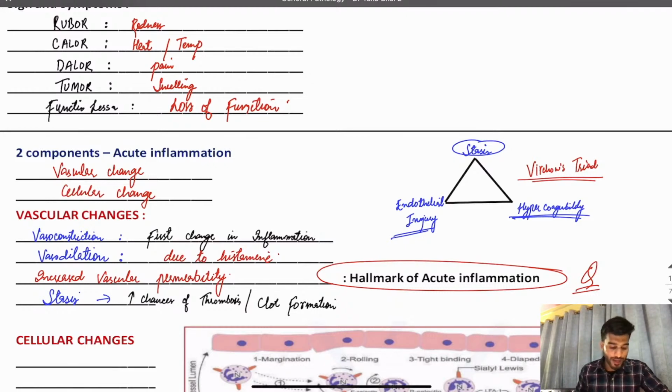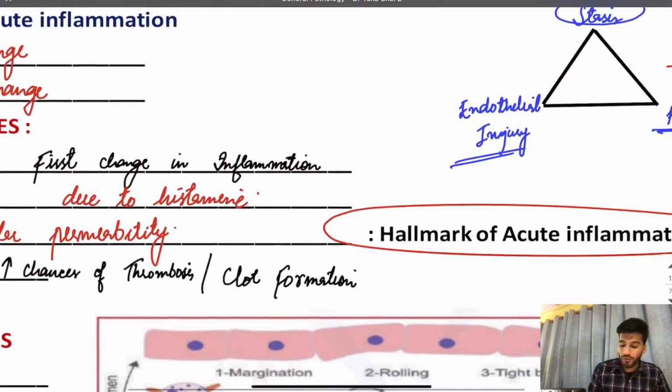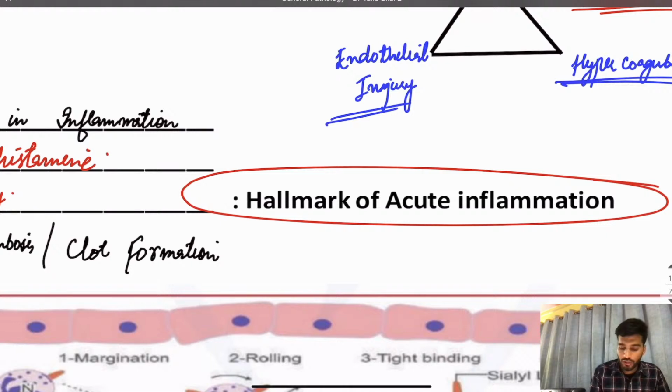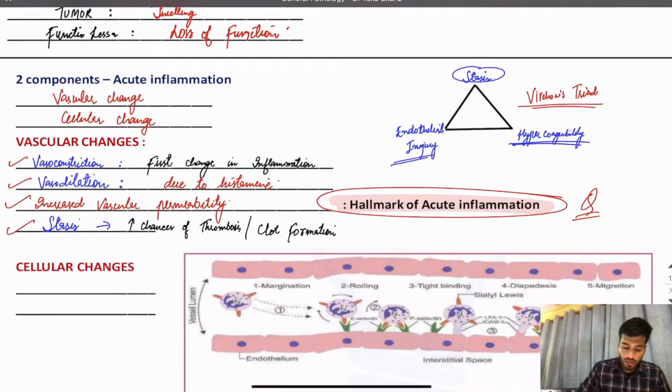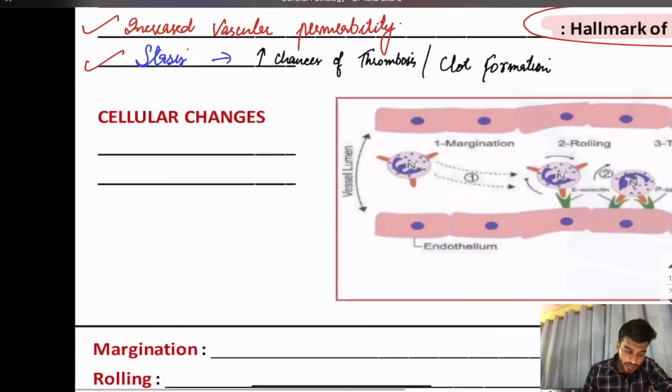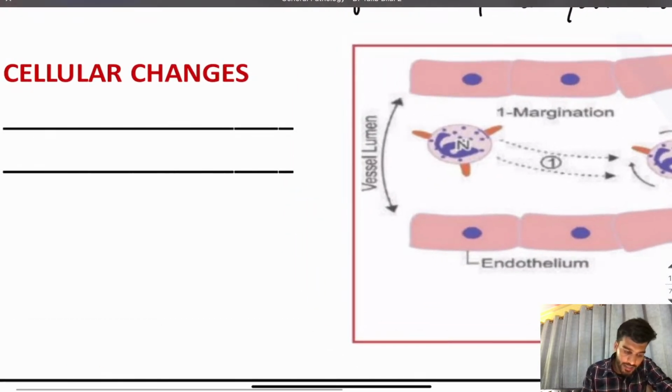So the vascular changes, guys, remember: vasoconstriction, vasodilation, increased vascular permeability, and stasis. And what is the hallmark of acute inflammation? The hallmark of acute inflammation is increased vascular permeability. Now the cellular changes, guys: we have intravascular changes of a cell inside a vessel and outside the vessel. Again, intravascular and extravascular.